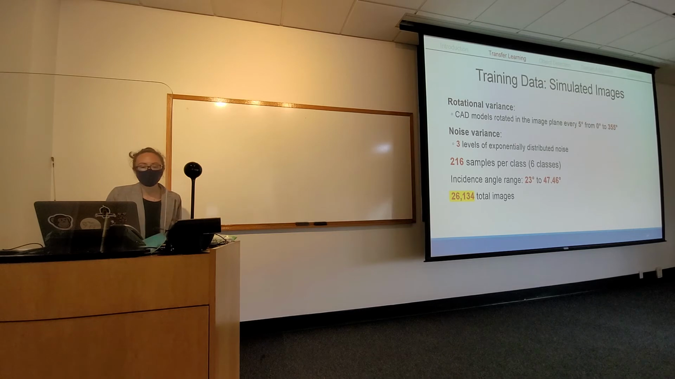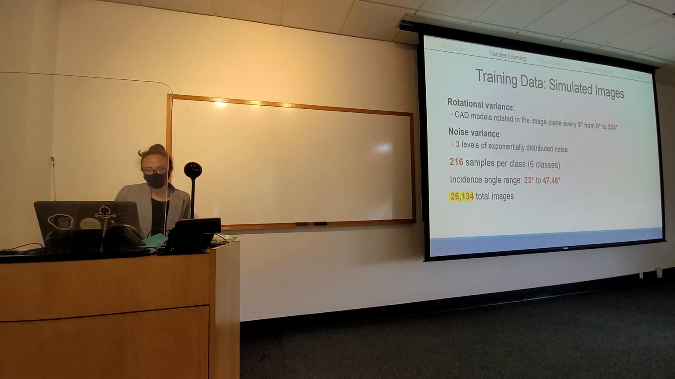So what I end up with is rotational variance, which I don't have in the real data, noise variance, because I'm able to model 3 levels of noise, as well as a wide incidence angle range that covers the entire range for TerraSAR-X during spotlight mode. So I end up with 26,000 images, which is significant.